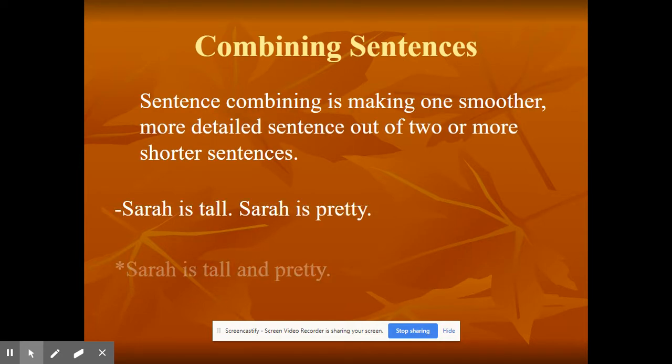For this last one, it is just combining sentences. When you're combining sentences, all you're doing is making one smoother, more detailed sentence out of two or more shorter sentences. So instead of writing an essay with several choppy sentences, we're just combining sentences, so it sounds a lot better. For example, instead of saying Sarah is tall, Sarah is pretty, you would just combine them and say Sarah is tall and pretty. Whenever you're writing an essay, if you notice that you have a lot of those short, choppy sentences, it is better to combine them. That way it flows better in your paper or with whatever you're writing.